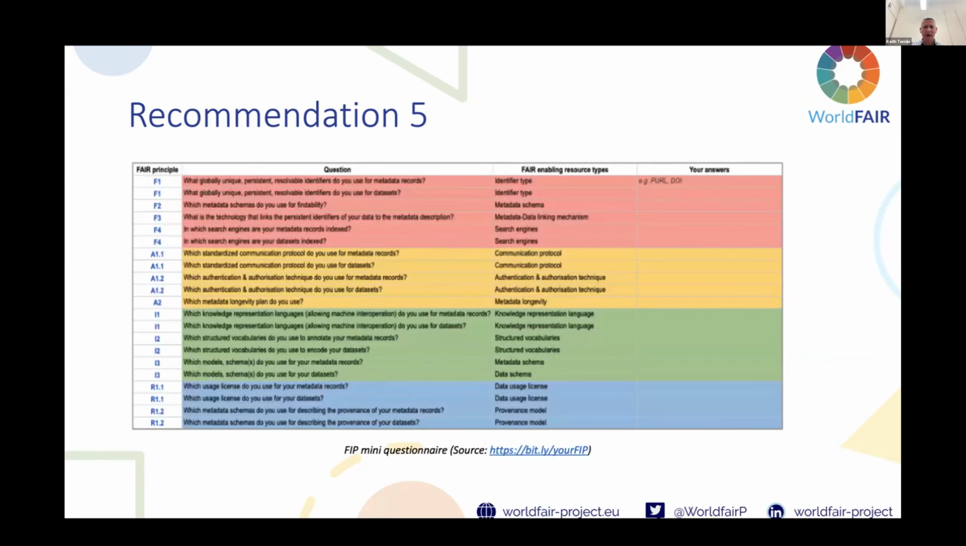And there's a simple but slightly fuzzy spreadsheet here that details the question that's applied to each of the FAIR principles and the subsets of the principles that exist.